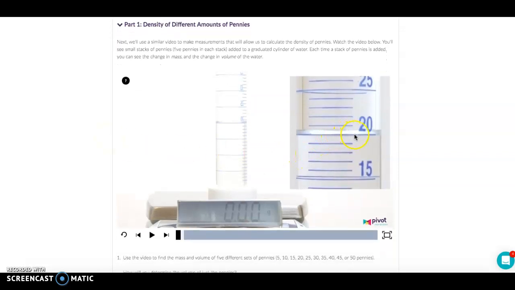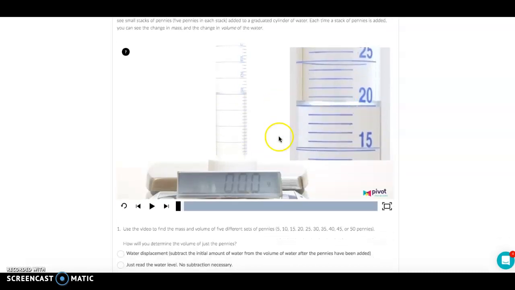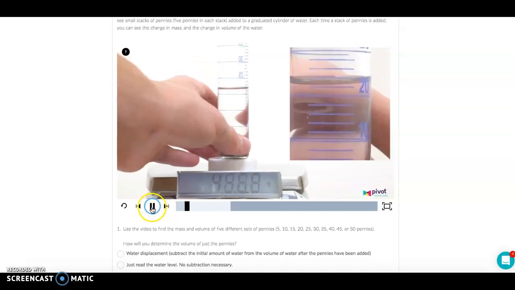Notice that the volume of water starts at 20 milliliters, so you will need to subtract that volume to get the volume of the pennies. That's called water displacement. You just want the volume of the penny, not the volume of the water. When you click play, you will see that they drop pennies in.